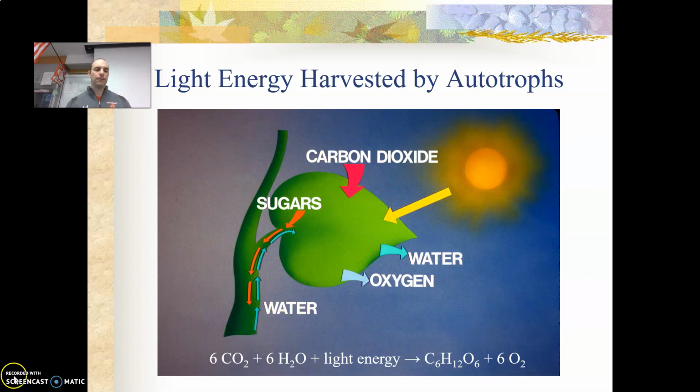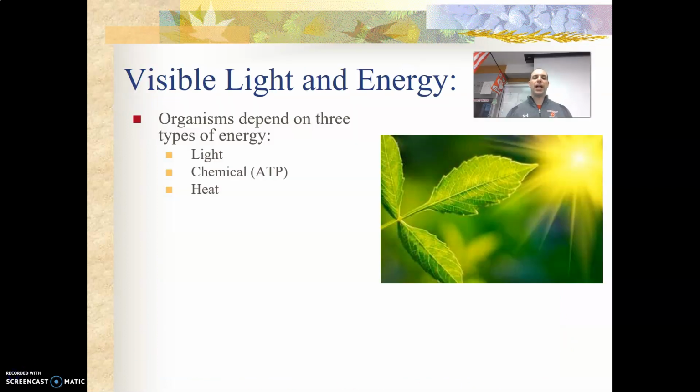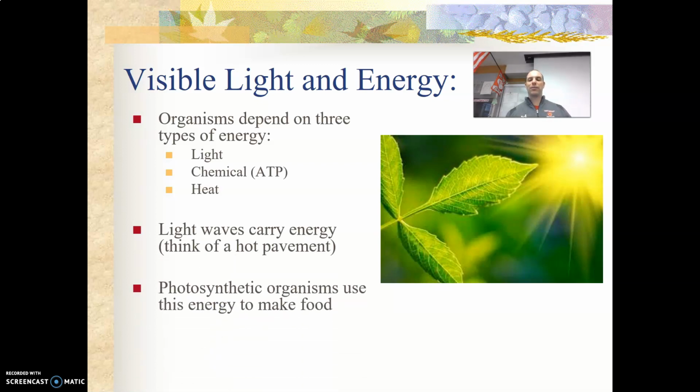Got to know both. All right, so organisms depend on three types of energy. They are light energy, chemical energy, and heat energy. Make sure you put that down in your set of notes there. Light wavelengths carry energy, or waves of light carry energy. Photosynthetic organisms use this energy to make food.